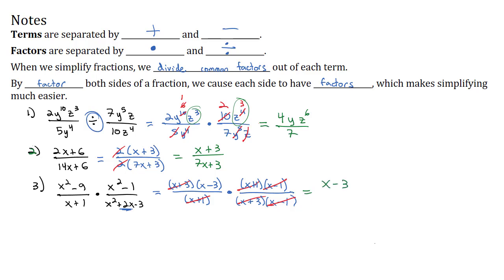If it's on top by itself, we don't have to write over 1. But be careful if it's on the bottom by itself. We do need to keep it on the bottom and put it under 1. Did not apply in this case. X minus 3 is our final simplified solution.